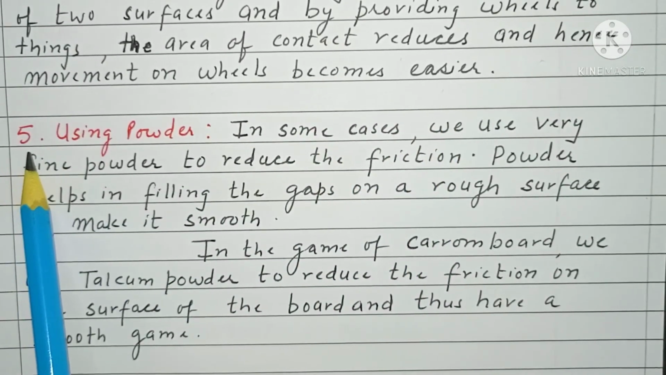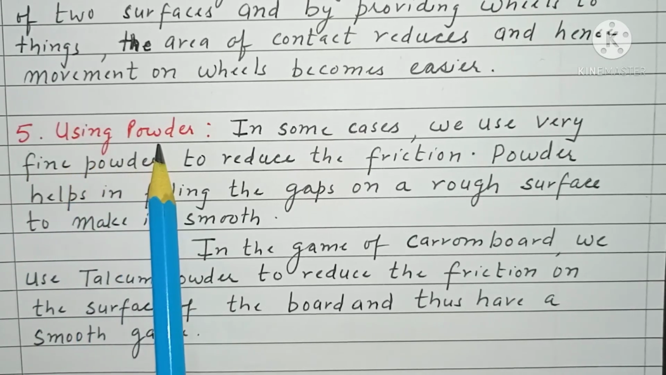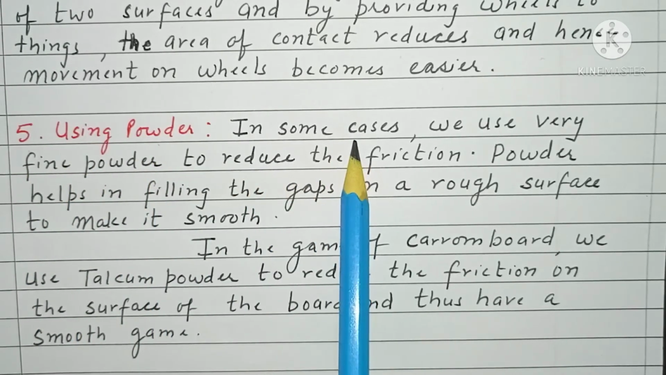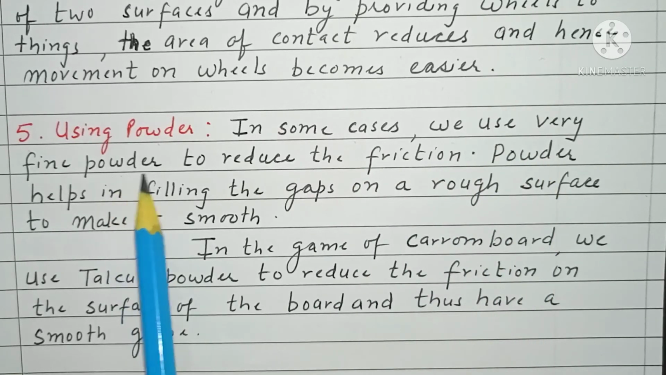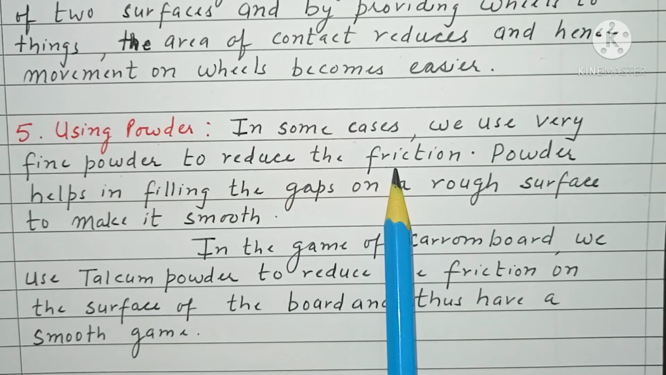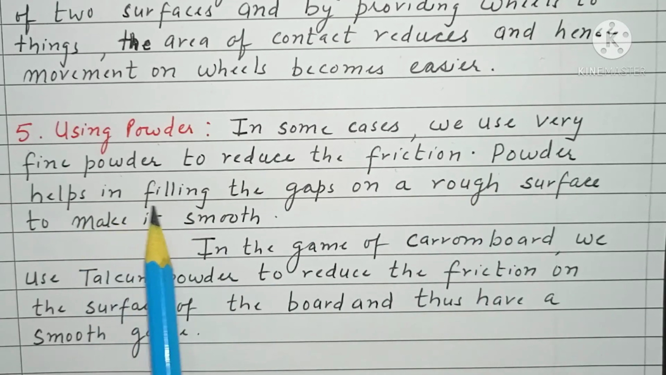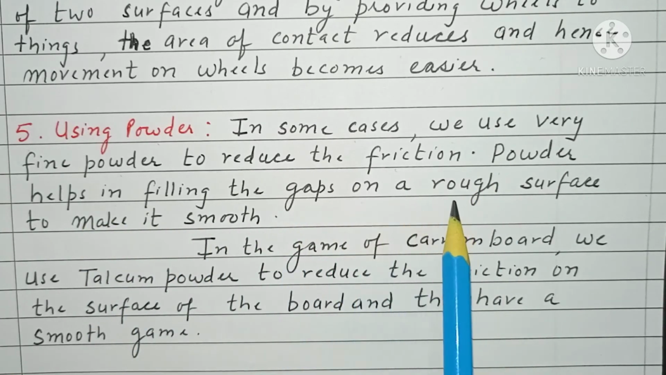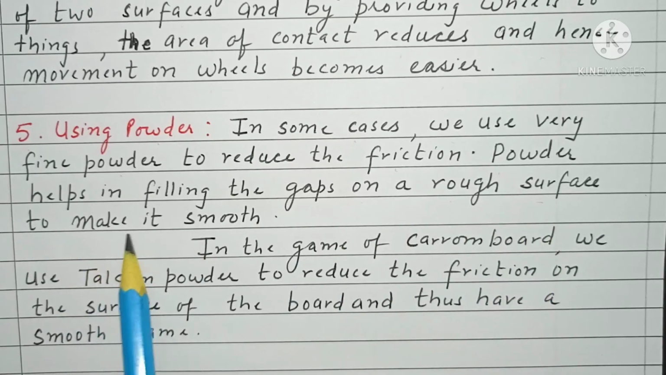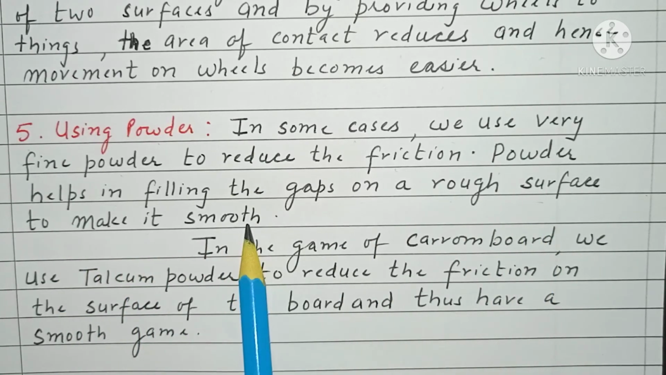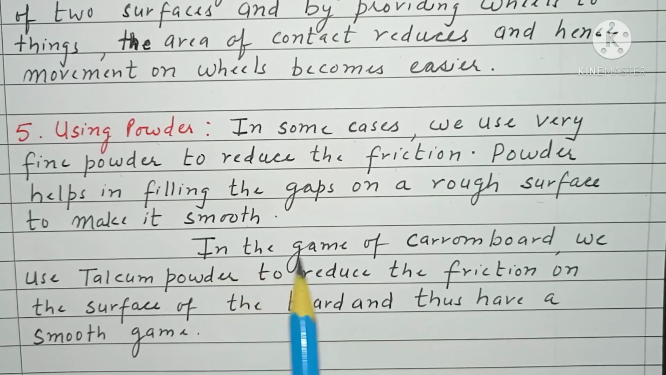The fifth point to be discussed is using powder. In some cases, we use very fine powder to reduce the friction. Powder helps in filling the gaps on a rough surface to make it smooth. You might have noted that in the game of carom board, we use talcum powder to reduce the friction on the surface of the board and thus have a smooth game.